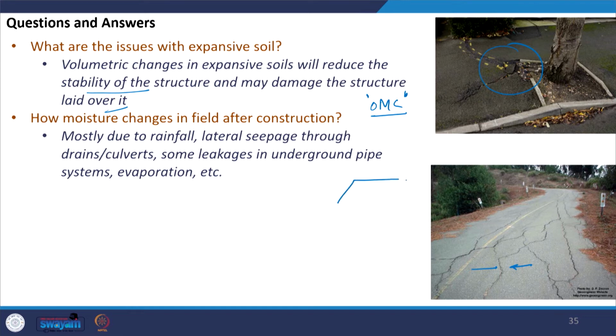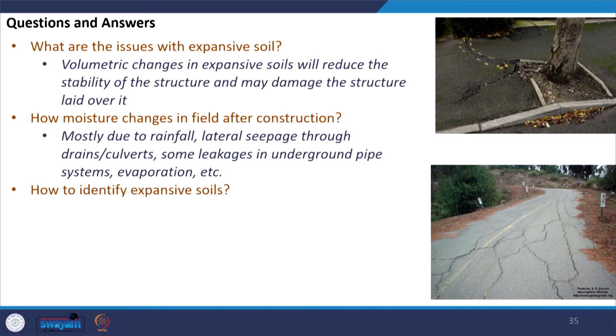There can be lateral seepage. This lateral seepage can be through drains, it can be through culverts. It may happen that some underground system has broken, there is some leakage in the underground pipe system, which can again lead to changes in moisture content. And then we will also have a reduction in the amount of moisture content because of evaporation, because of excessive heat. This water will evaporate and hence again there will be a change in moisture content. So, these are various reasons because of which we can expect that after construction there can be changes in the moisture content of the soil.